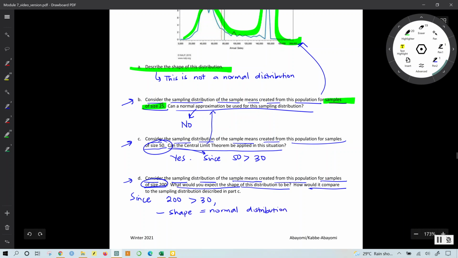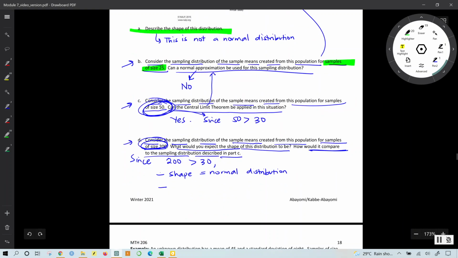And how would it compare to the sampling distribution described in part C? Well, in part C, I have a sample size of 50, and in part D, I have a sample size of 200. First of all, they will share the same mean, but have different standard deviations of the sampling distribution.